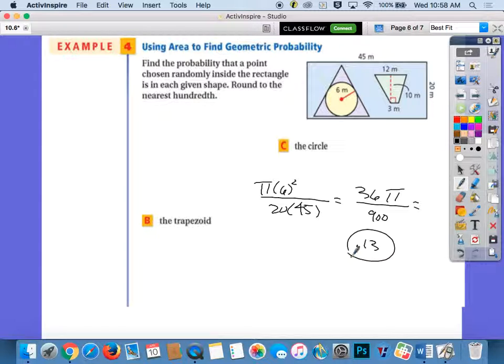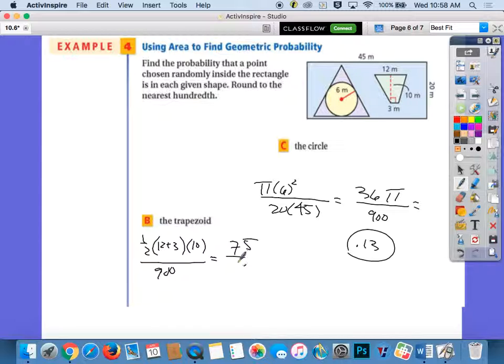Alrighty, the trapezoid, same thing. My sample space is going to be the same sample space. It's going to be 900. Okay, and then remember for your trapezoid, 1/2 times base 1 plus base 2, 12 plus 13, times your height, which in this case is 10. So they gave us everything. We didn't have to work too hard for this, which is good. You might have some where you have to take a couple extra steps, guys.